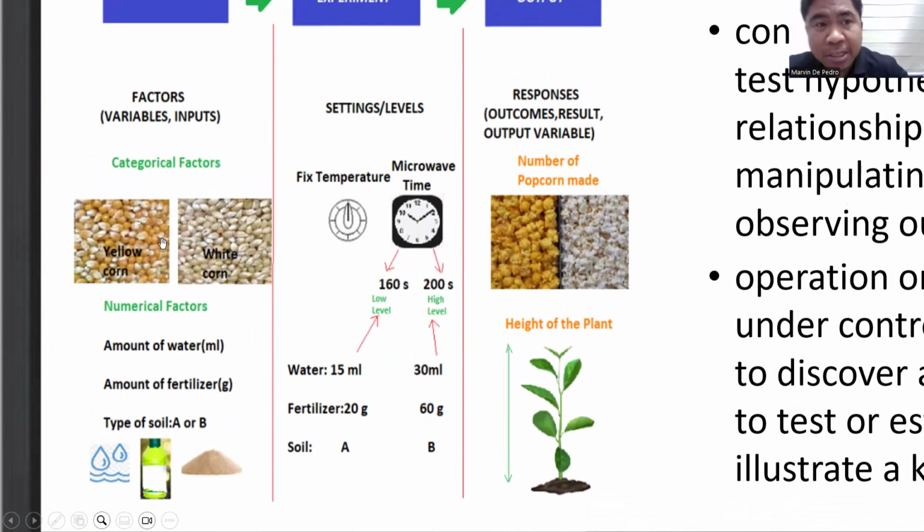Remember, if we have these variables, we will come back to them later.